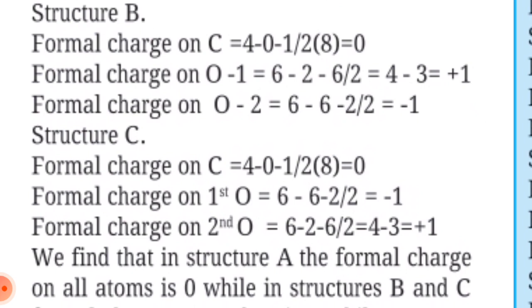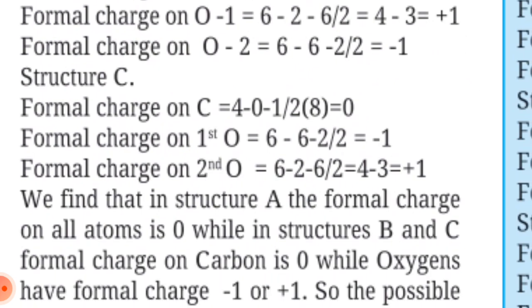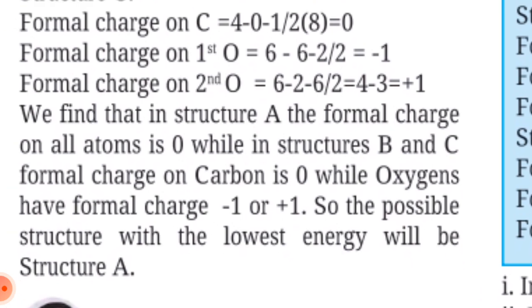Structure B. Formal charge on carbon is equal to 4 minus 0 minus 1 by 2 multiplied by 8, equal to 0. Formal charge on oxygen 1 is 6 minus 2 minus 6 by 2, which is equal to 4 minus 3, equal to plus 1. Formal charge on O2 is equal to 6 minus 6 minus 2 by 2, equal to minus 1. Structure C. Formal charge on carbon is equal to 4 minus 0 minus 1 by 2 multiplied by 8, equal to 0. Formal charge on first oxygen is 6 minus 6 minus 2 by 2, equal to minus 1.